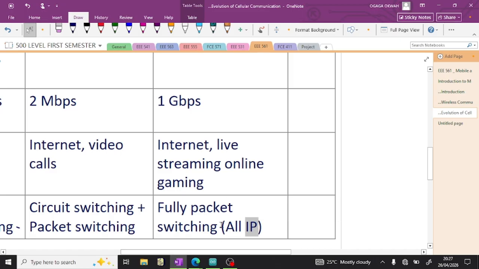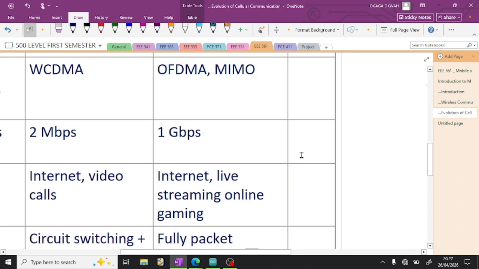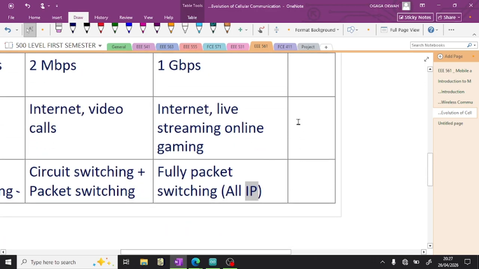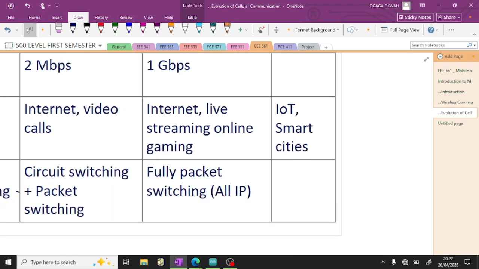Okay, so everything now is based on packet switching, internet protocol packets. Everything is all on IP. Now for the fifth generation, what is the aim or the service? Internet of Things, and let's say smart cities, whereby you have cars driving themselves and smart street lights, and all these self-drive cars and things like that.